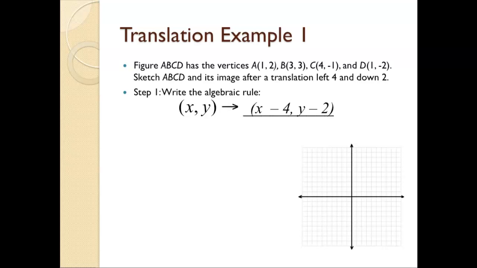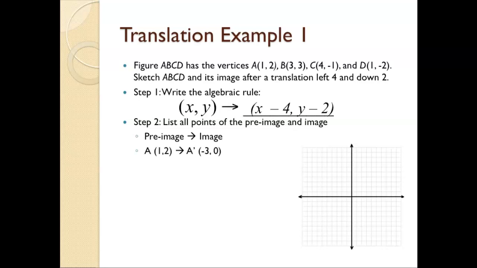Now for the second step, I'm going to list all the points of the pre-image, and then transform each of those points to get the new point. Let's start with A. A was originally at 1, 2. For the new point, I'm going to use a little apostrophe after the A. This is read as A prime. So A prime has coordinates at, well, how do you find those? You take 1 and subtract 4, which gives you negative 3. You take 2, subtract 2, and you get 0.